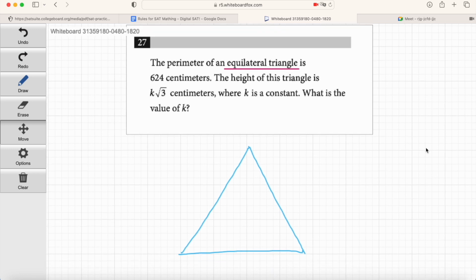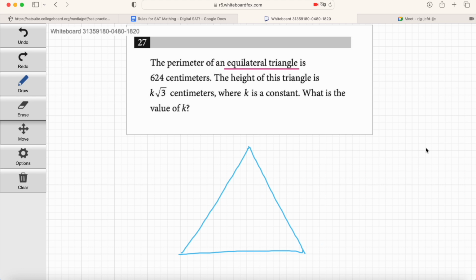Okay, that'll work. There's our equilateral triangle, where the sides are equal. And we know the perimeter of this equilateral triangle is 624 centimeters. Do you know what perimeter means? It's the length all the way around. If you add up all the sides of this triangle, you're going to get 624.